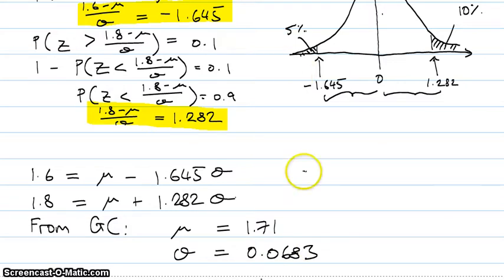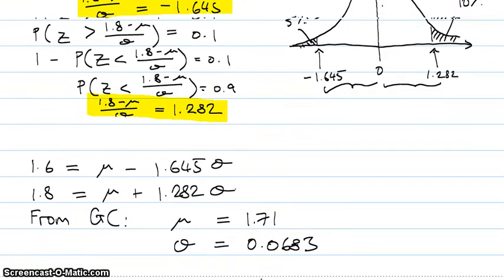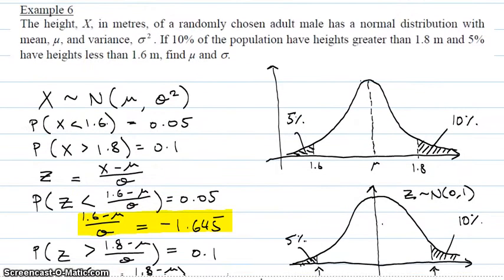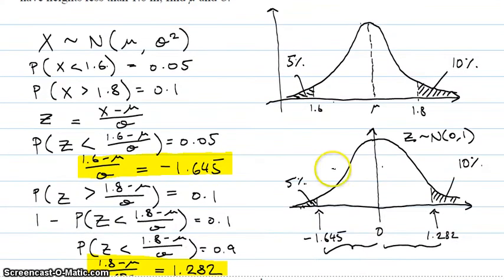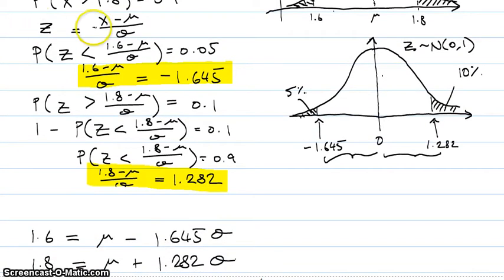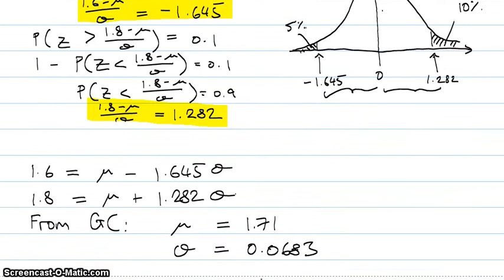So what did we do with this question? The important thing to note is that we got all this information at the start, but we didn't know what to do with it. What we needed to do is transform it to a standardized normal distribution. Then I can tell how far from the mean in terms of standard deviations I would need to travel before only 5% of my population was below that amount or 10% above that amount. And once I've got that information, I then had two equations with two unknowns that I could solve simultaneously. And that gives me the answer.